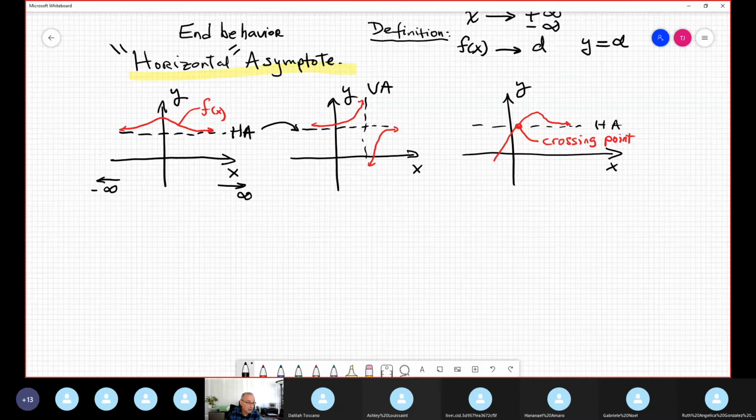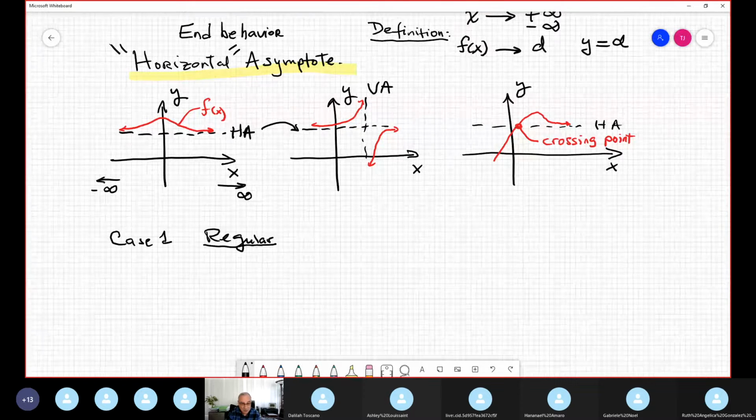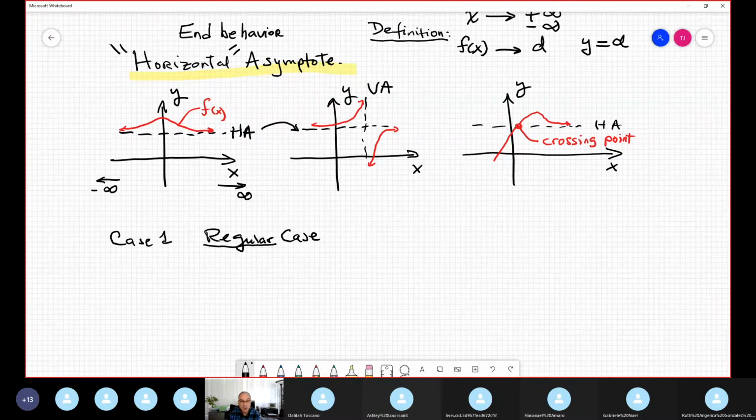Okay, let me try to explain the idea of how you find the horizontal asymptote. It's a little bit complicated. Pay attention, please, because we have two cases. The case one, I call the regular case. The regular case is when the degree of the polynomial in the top is exactly the same as the degree of the polynomial in the bottom. Let's see one example. Example one, same degree.